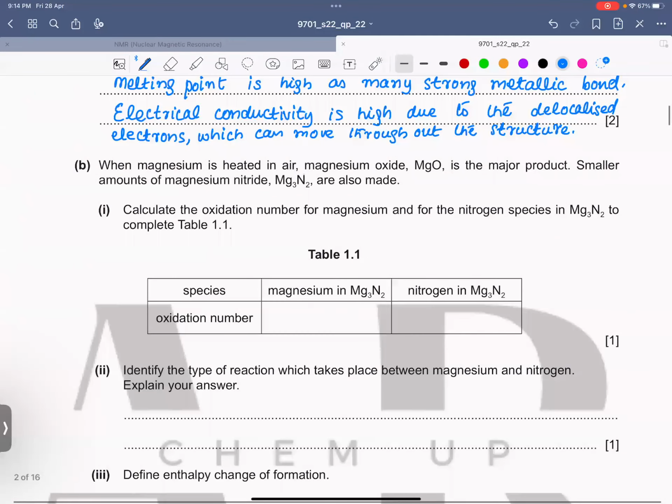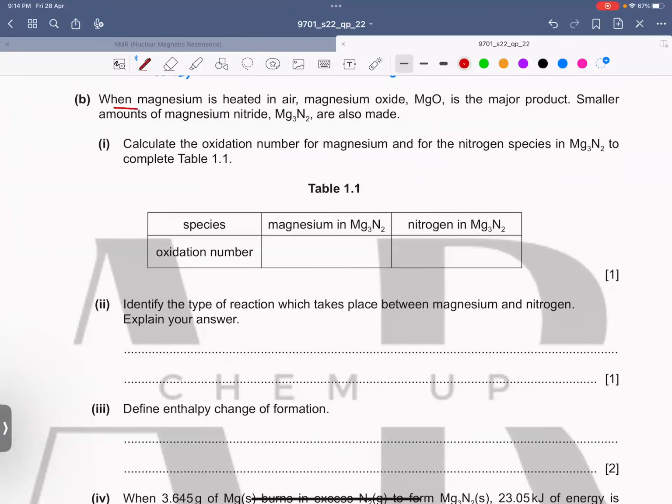Now, B part. When magnesium is heated in air, magnesium oxide, MgO, is the major product. A smaller amount of magnesium nitride is also made. Calculate the oxidation number for magnesium and nitrogen species in magnesium nitride to complete table 1.1.